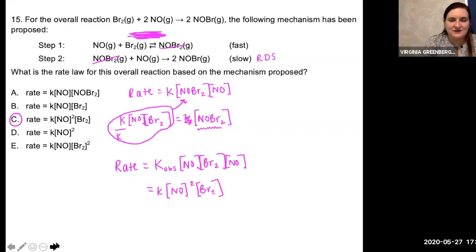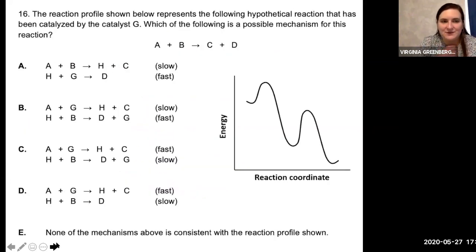Okay, so here in 16, we have another kind of mechanism question where they've given us a reaction coordinate diagram and we're supposed to figure out which mechanism could match. So looking at this reaction coordinate diagram, I can see that there's two steps. I have step 1 and step 2. And from this diagram, I can figure out which is the slow step. So if I look at the activation energy for the first step, it's smaller than the activation energy for the second step. And so that tells me that step 2 is my slow step.